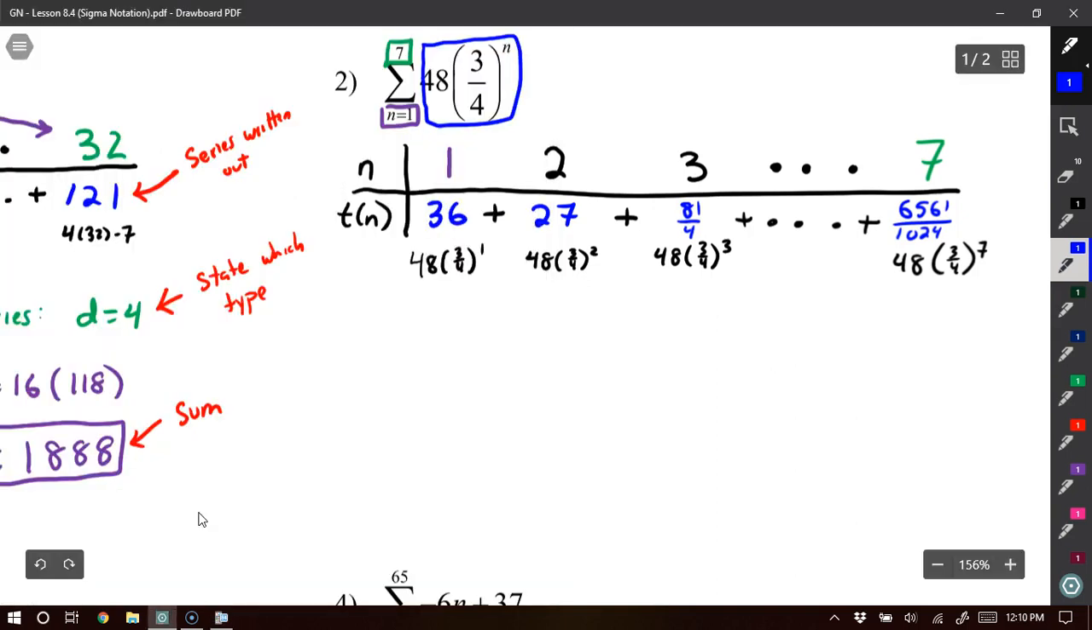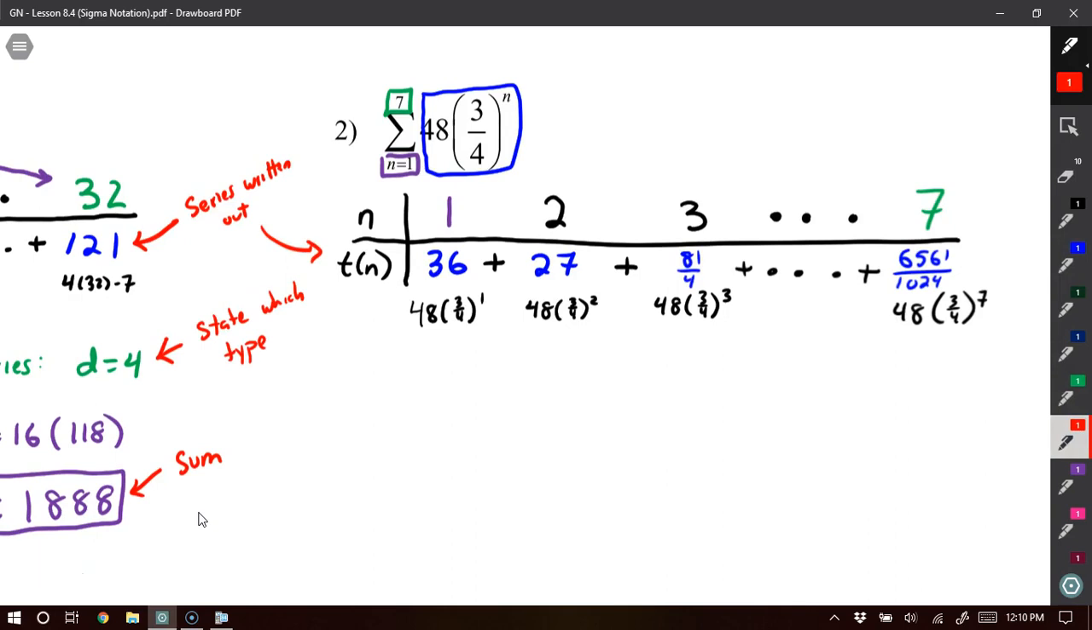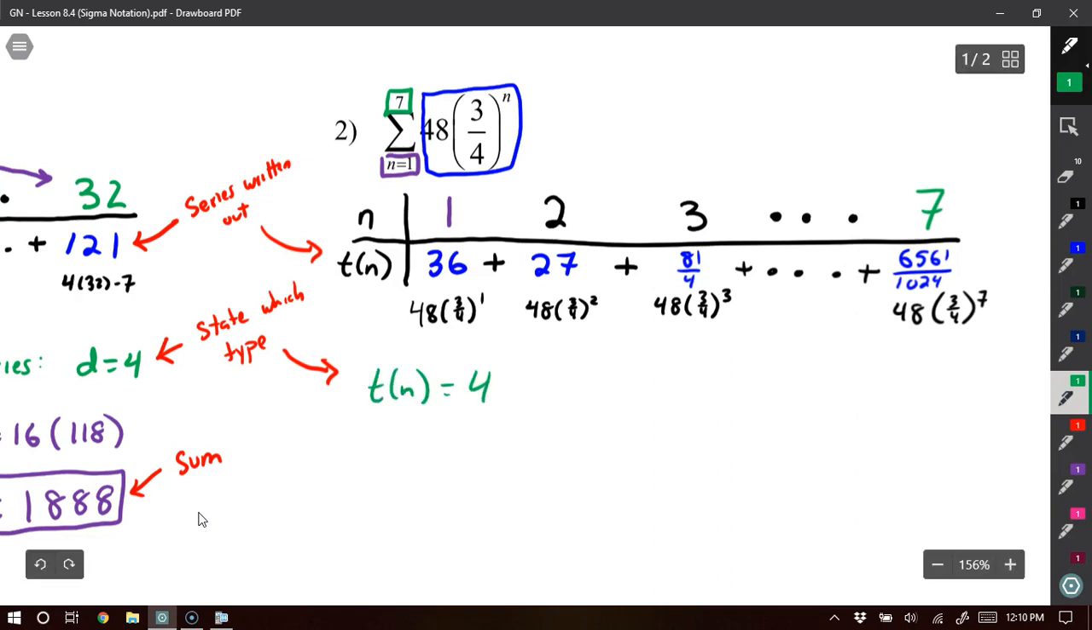Or I could realize the next part is there's your series written out, check, done, boom, right there. That 36 plus 27 plus 81/4 plus dot, dot, dot, plus 6,561 over 1,024. That is your series written out. The next part says, hey, state which type, which is actually pretty useful to know in the beginning. If you look at the equation, 48 times 3/4 to the n, it's very similar to geometric form because it's similar to exponential form.